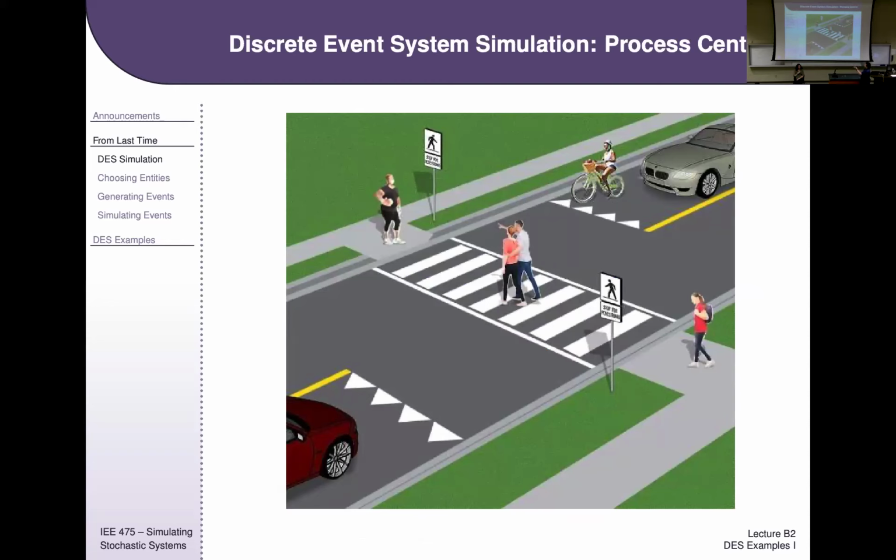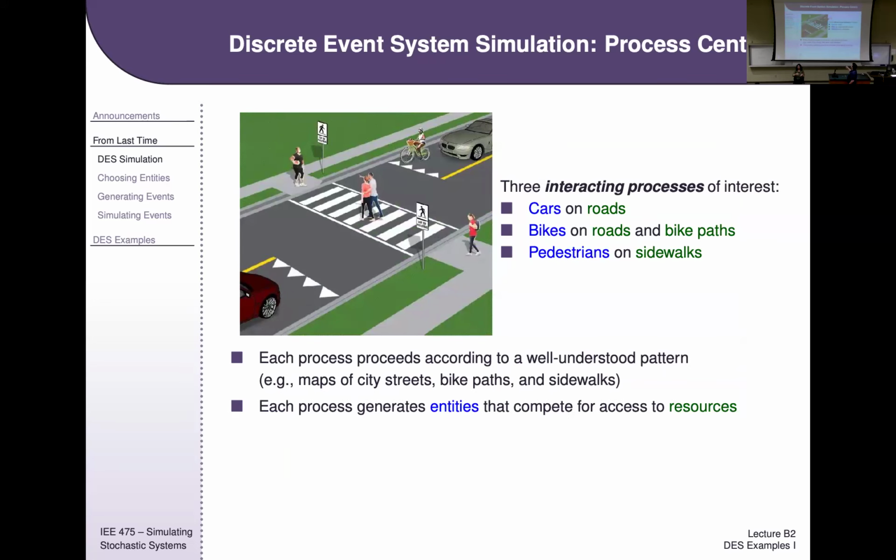So, discrete event system simulation. Just as a reminder, these are the types of systems that we're working with. We've got lots of things moving around, competing for lots of resources that they all need in order to complete whatever that process is. Here at this crosswalk, we've got cars on the roads. This car cannot get to where it's going without using the crosswalk. So if there are pedestrians in the crosswalk, then that car has to wait. Likewise, if there are cars in the crosswalk, the pedestrians have to wait.